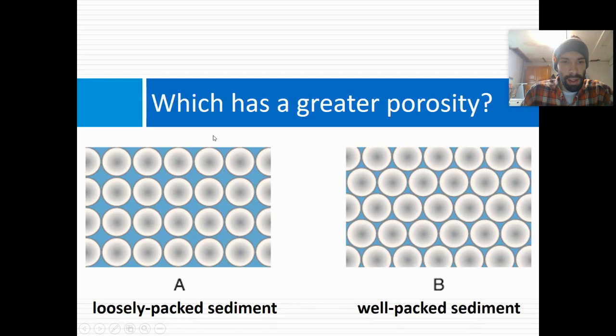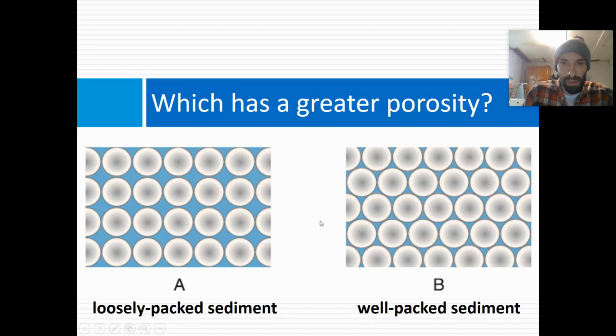Let's take a look at this picture here. We have a loosely packed sediment, so the grains are not really close to each other. They're pretty far apart. And we have this one where they're all really tightly packed. If you pack down the soil, that squeezes it together, that squeezes out the air gaps, and therefore there's a lower porosity here and a higher porosity here.